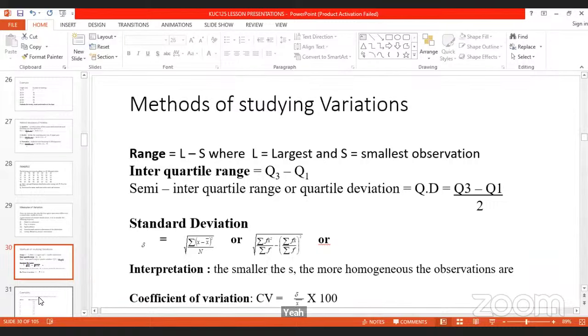The mean of the squared deviations gives you the variance, and when we get the positive square root, it gives us the standard deviation.